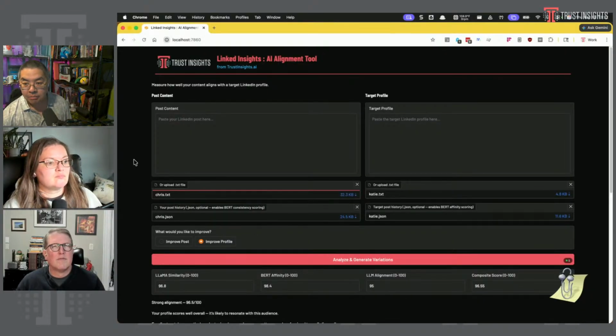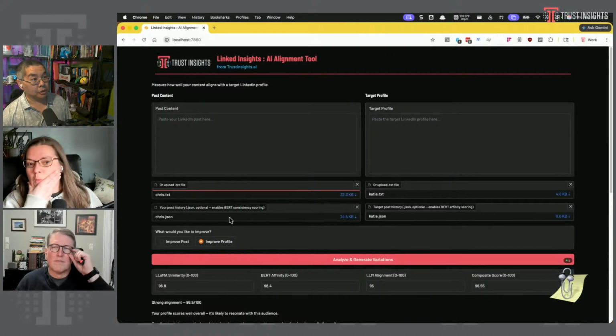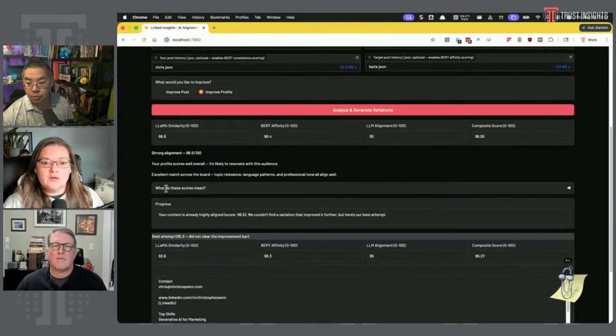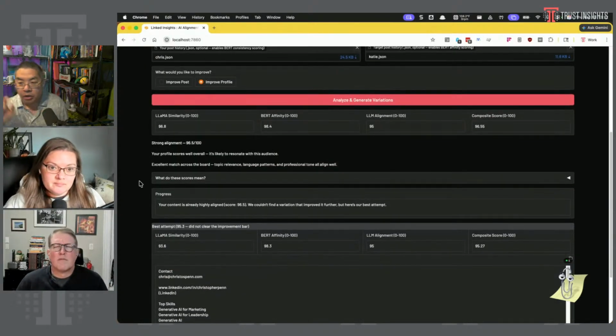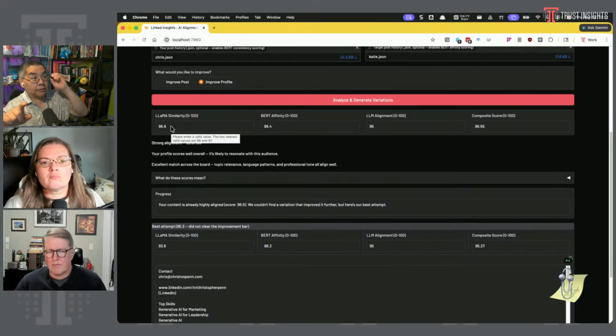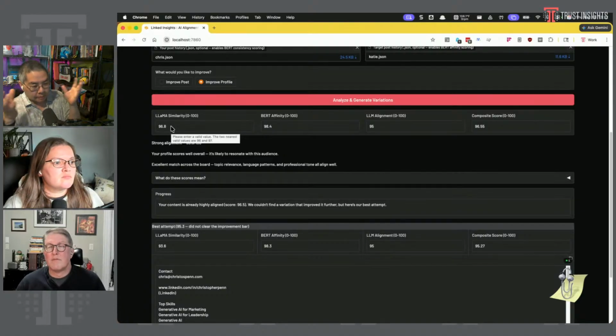But what I did is I took my profile, I took Katie's profile, I took my last 10 posts, and I took Katie's last 10 posts. I put them in here, and I said, I want to improve my profile. How close are Katie and I in terms of what we talk about? In terms of who we are. So Llama, remember I said that's the first gate model that says how close are these two people in the interactions, says we're a 96.8% overlap.